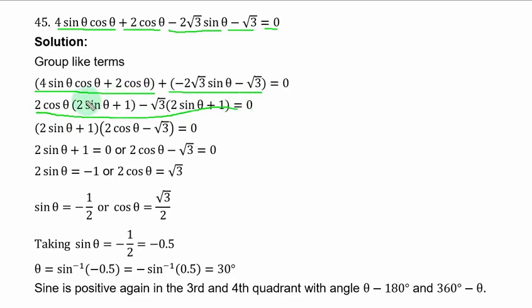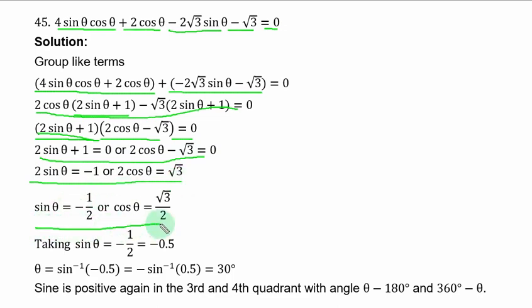At this point, you see that 2 sine theta plus 1 is common again. When you factor it out, the remaining two terms outside combine to give the other factor, and you equate each factor to 0. When you transfer the respective constant terms, you have this result. When you divide each term through by 2, you have this result.